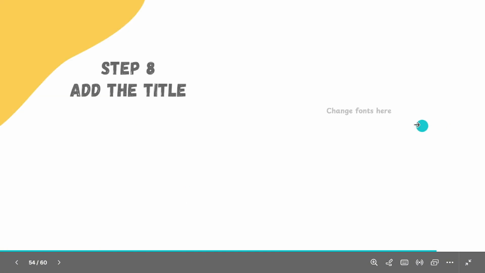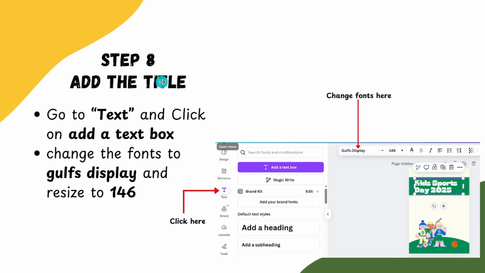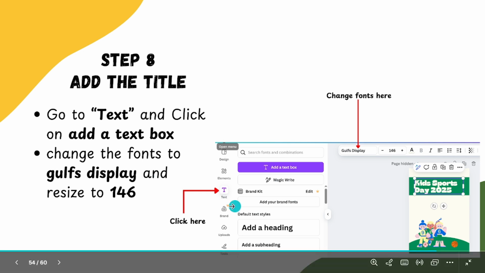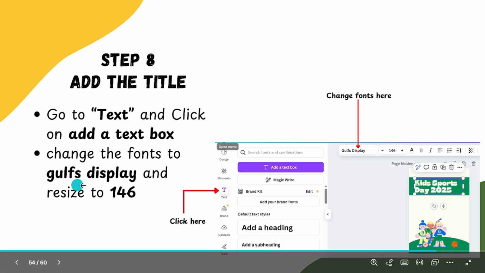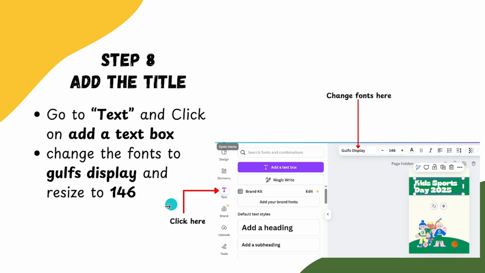So now the next thing for us to do is to add a title. Now we are done creating the background, right? Next is to add the title. So we just go to text, right? Click on add a text box, then type Kids Sports Day 2025 and change the font to Golf's display, right? And then resize it to 160, and then change the size to 146.